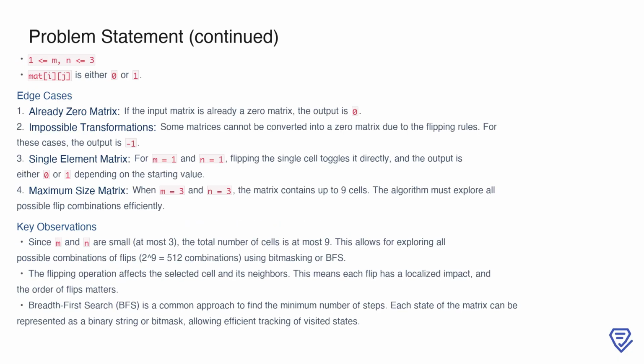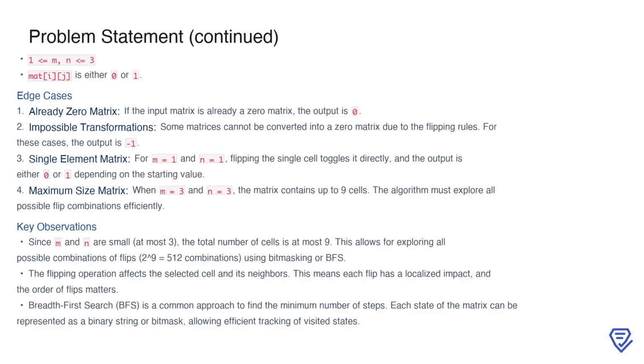The constraints of the problem ensure that the matrix dimensions are small, with m and n ranging between 1 and 3. This means the matrix can have at most 9 cells. For edge cases, if the matrix is already a zero matrix, the output is 0. For a single-cell matrix, flipping the single cell toggles its value, resulting in either 0 or 1.